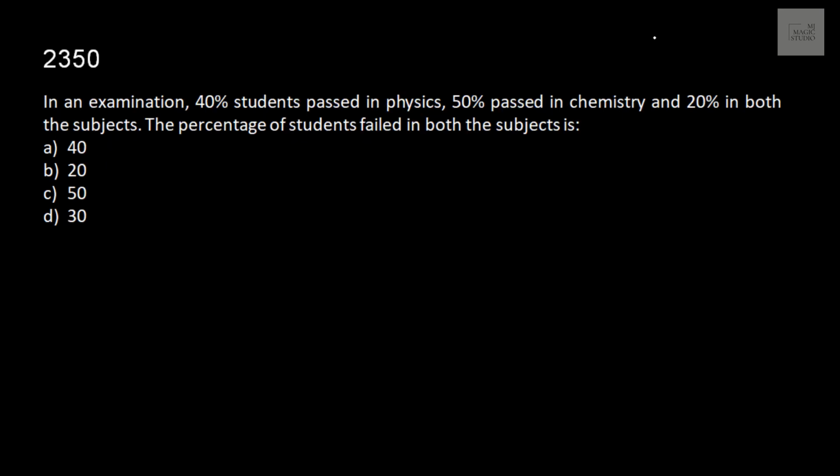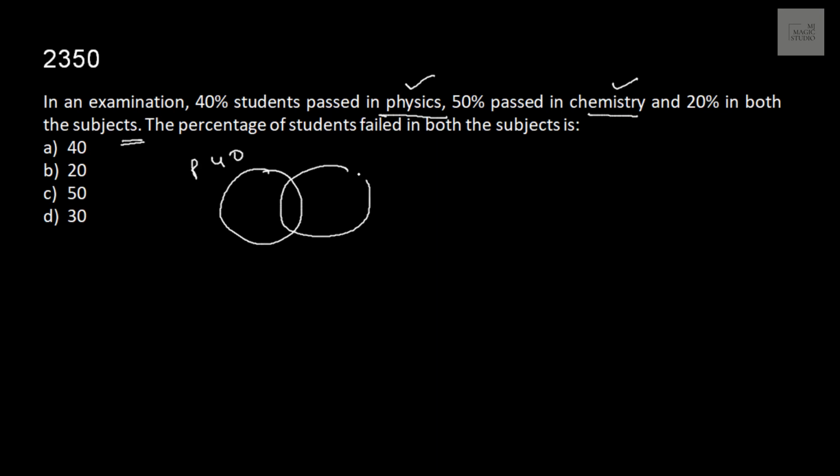In an examination, 40% of students passed in physics, 50% passed in chemistry, and 20% in both the subjects. The percentage of students who failed in both the subjects? Since no data is given, it's quite evident that we will assume that there are only two subjects, physics and chemistry. 40% passed in physics, 50% passed in chemistry, and 20% in both.